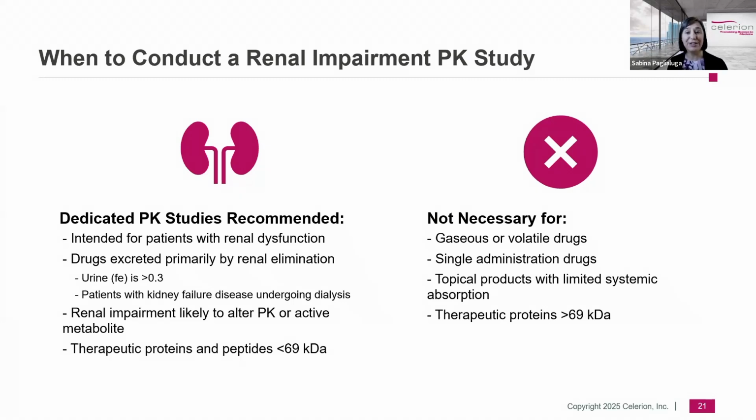In terms of drug development timeline, it's always good practice to conduct a renal impairment PK study once the ADME data is available and before entering into phase 2 and phase 3 clinical trials, because the findings from this study could really impact the inclusion-exclusion criteria for the patient trials.